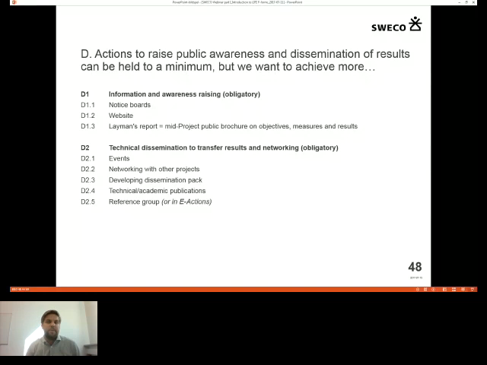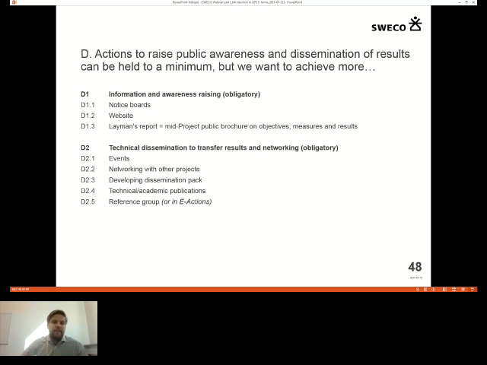You need notice boards near your demonstration site so that the public can come and read what you're doing. You need a layman's report. This is an activity that is carried out in the middle of the project and that describes the objectives, measures, and results in popular terms. It's basically a little brochure which explains how far you have gotten in the project so far.